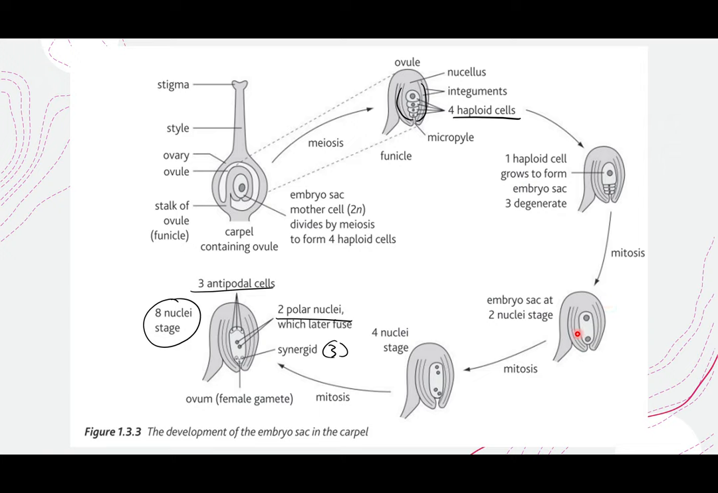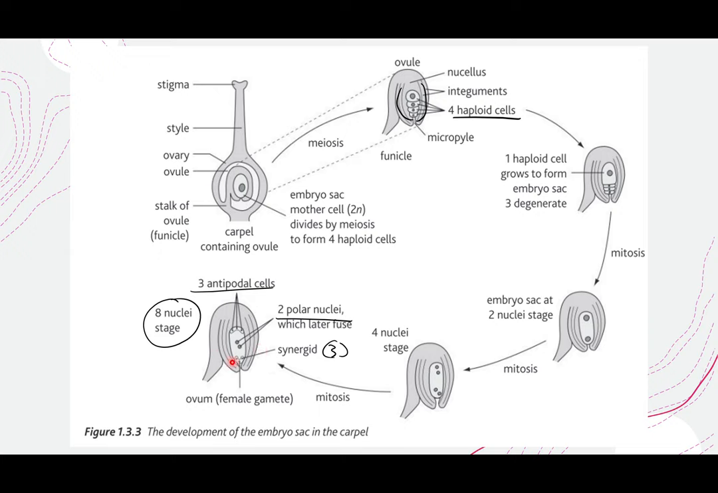And what we're gonna do is produce 2 nuclei, and then we're gonna have mitosis again to produce 4 nuclei now. So what's gonna happen now is going to be the migration. What we're gonna have is basically mitosis occurring to produce the cells that we have in here.